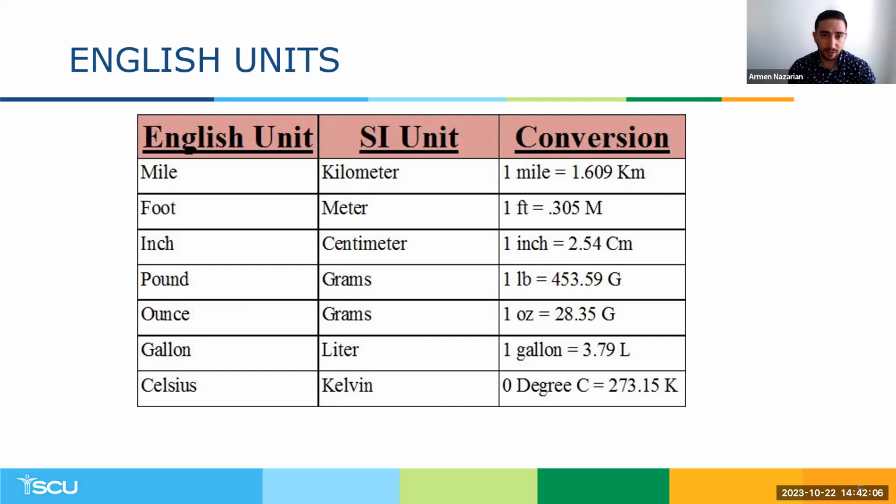There's also the English ladder, which is different from the SI units or the metric units. For example, if the SI unit for length is meter, for English that is mile, or if the SI unit for mass is grams, the English counterpart is pounds, and there's all sorts of conversion factors that connect the two. They are usually provided to you in an exam, but I suggest memorizing the ones on the screen.